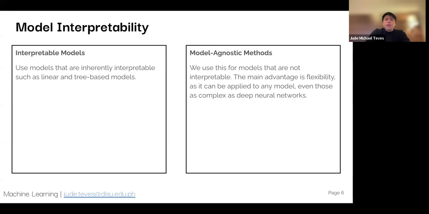So how do we enable those when we create our machine learning models? We have two main approaches. First is using interpretable models, and then the other one is model agnostic methods. For the interpretable models, we use models that are inherently interpretable, such as the linear and tree-based models. They're very straightforward. Whereas the model agnostic methods, we use because of their flexibility. We use them for non-interpretable models, because they can apply to any model, even those as complex as deep neural networks.